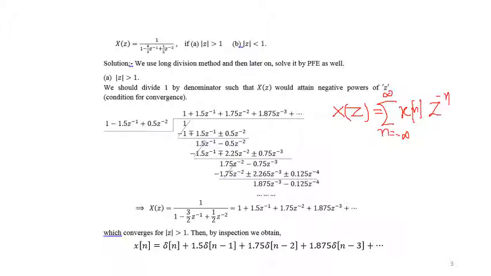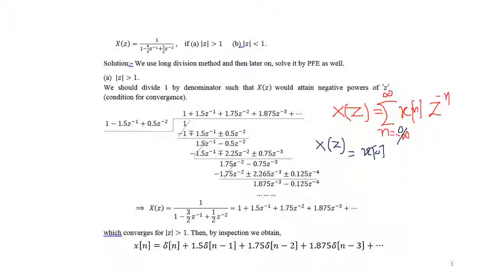So if you compare this one with this equation, it seems that x of n is 0 for n less than 0. So that means this is summed from 0 up to infinity. If I expand the power series, then we can compare the coefficients, and we can easily find the time domain signal. So that means we have something like x of 0, z power 0.